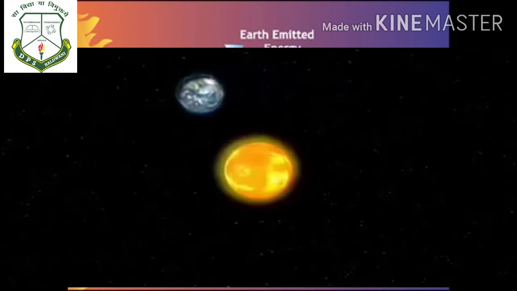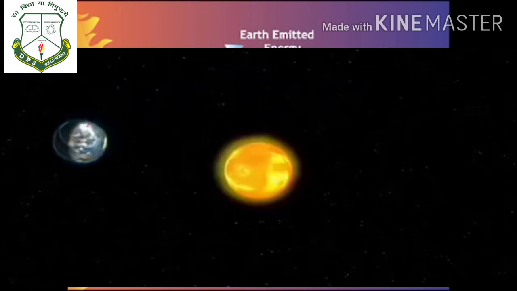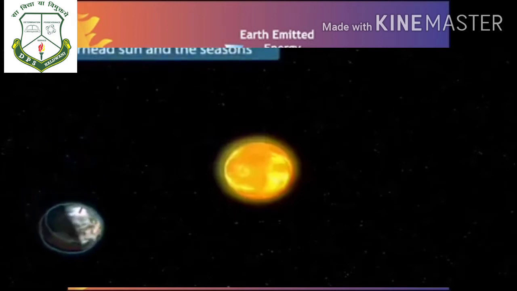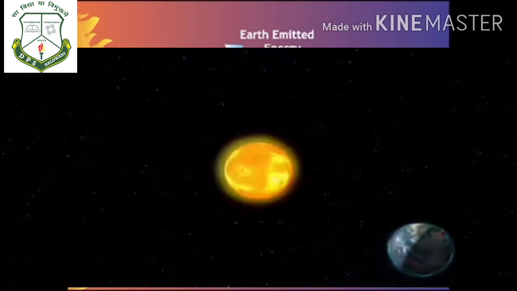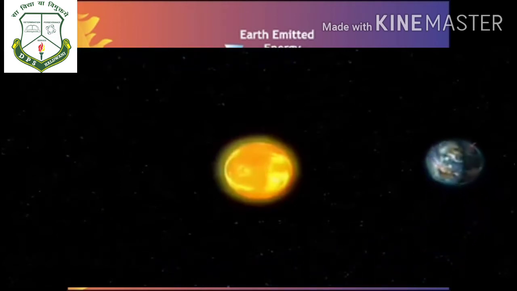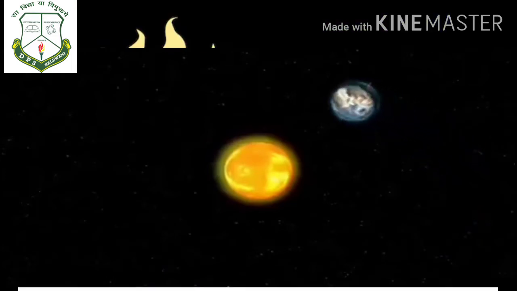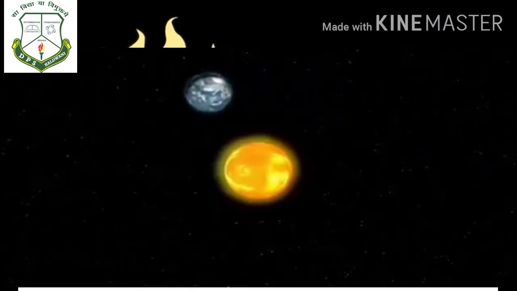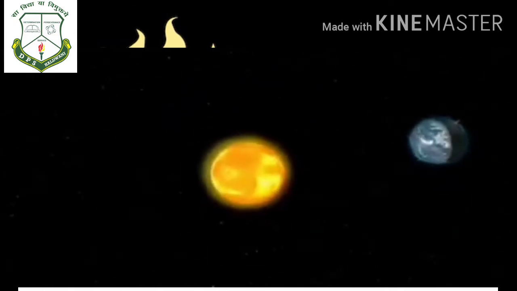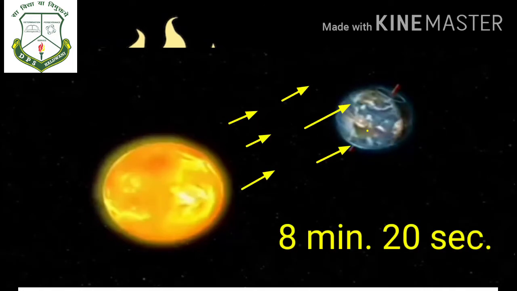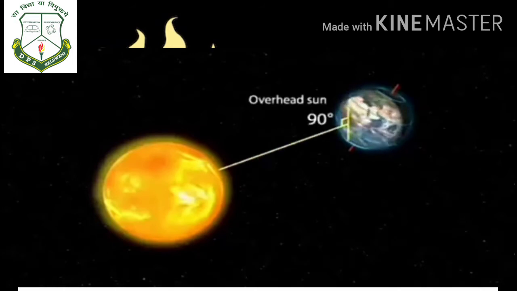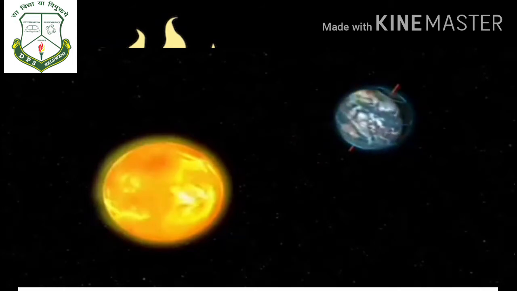These hotter objects emit radiations of shorter wavelengths. The energy from the sun is emitted in the form of electromagnetic waves, which travel outward in a radial manner from the sun, in an almost straight path, and take 8 minutes 20 seconds to reach the earth's surface, after covering an average distance of 150 million kilometers between the sun and the earth.